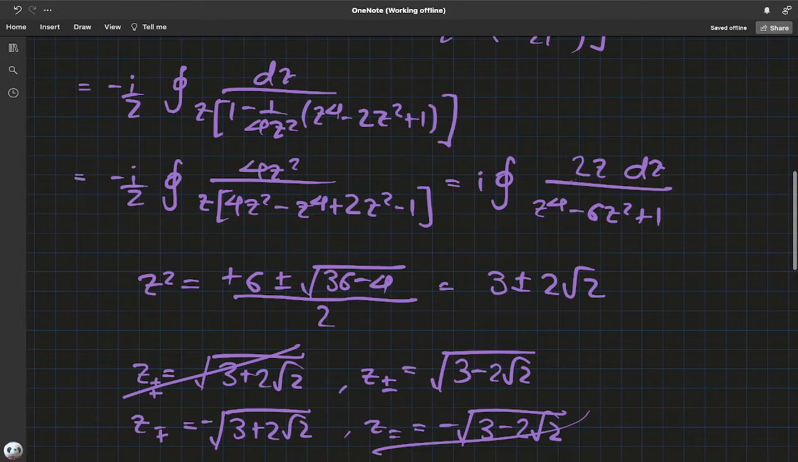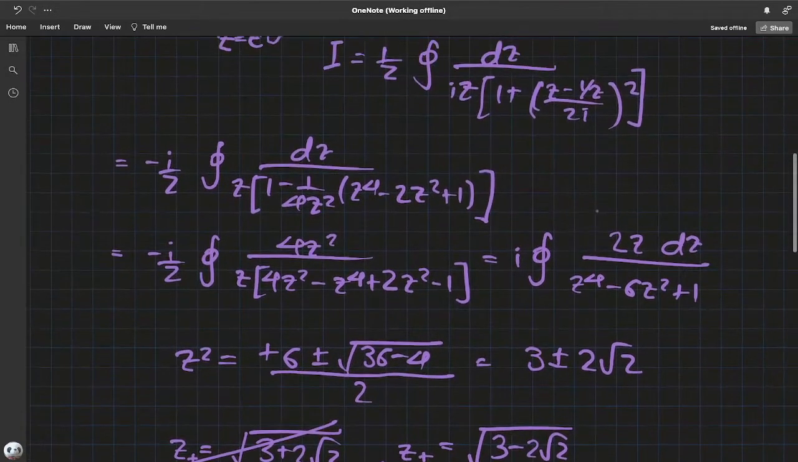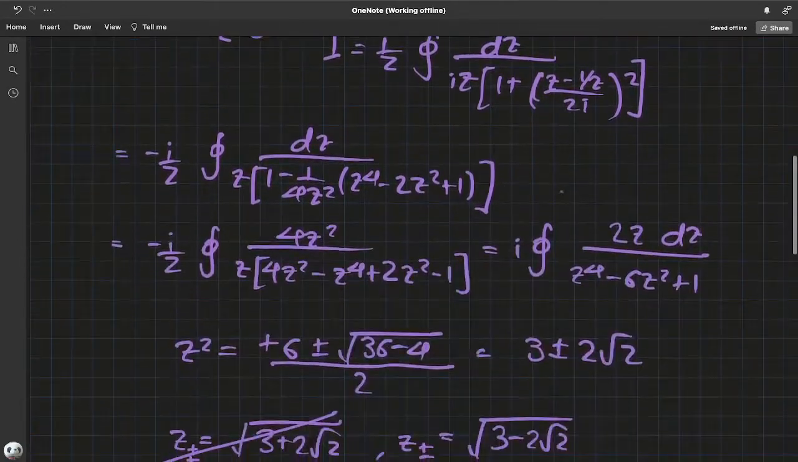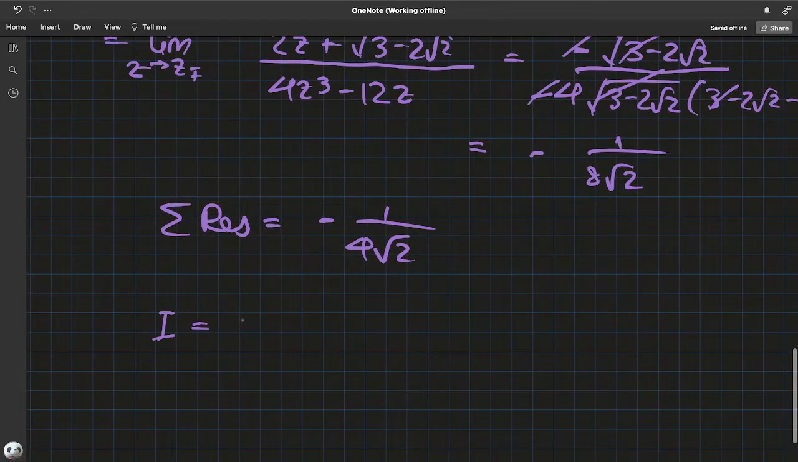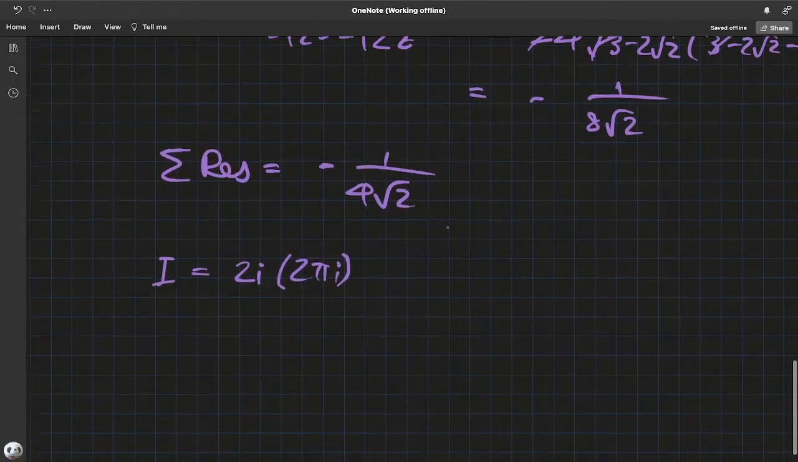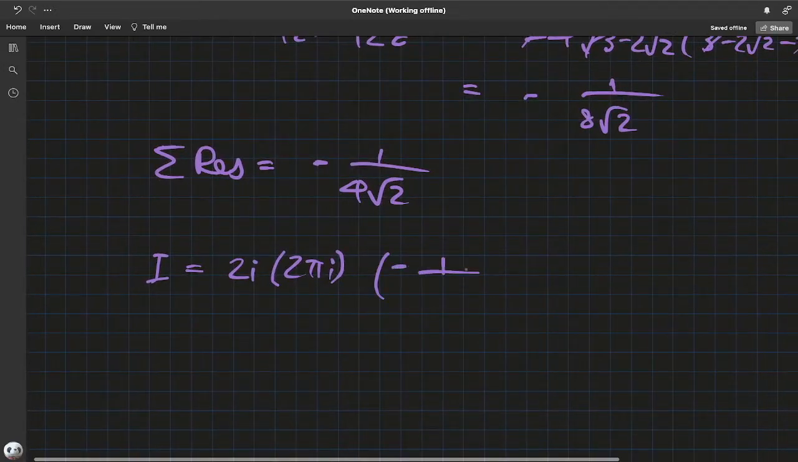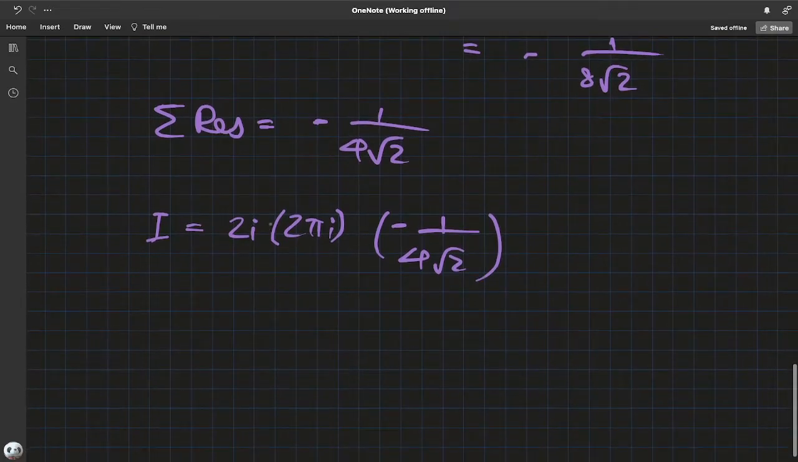Remember, we hadn't taken a 2i into consideration. Let's do that now, because now we have 2i times the contour integral, which by residue theorem is 2 pi i, times the sum of residues, and the sum of residues we calculated above to be negative 1 over 4 root 2. So the i squared will be a negative 1, that cancels out with this negative. 2 times 2 goes with the 4, and we are just left with pi over square root of 2.